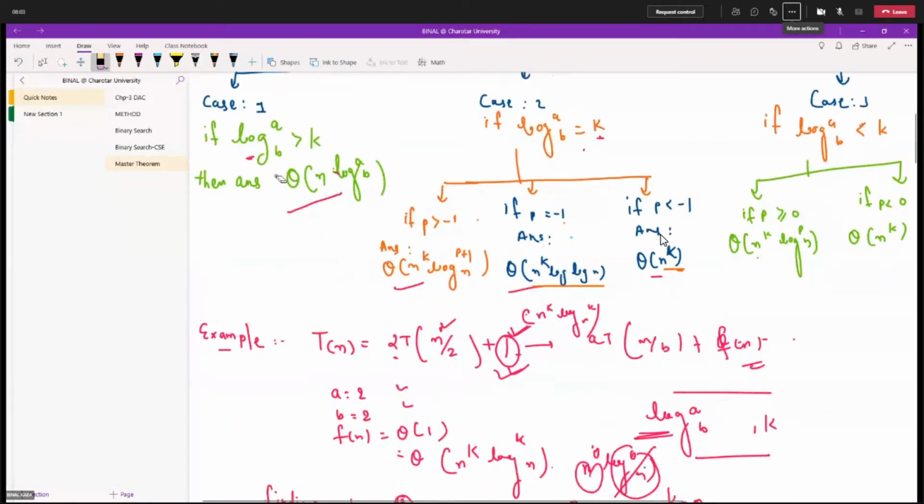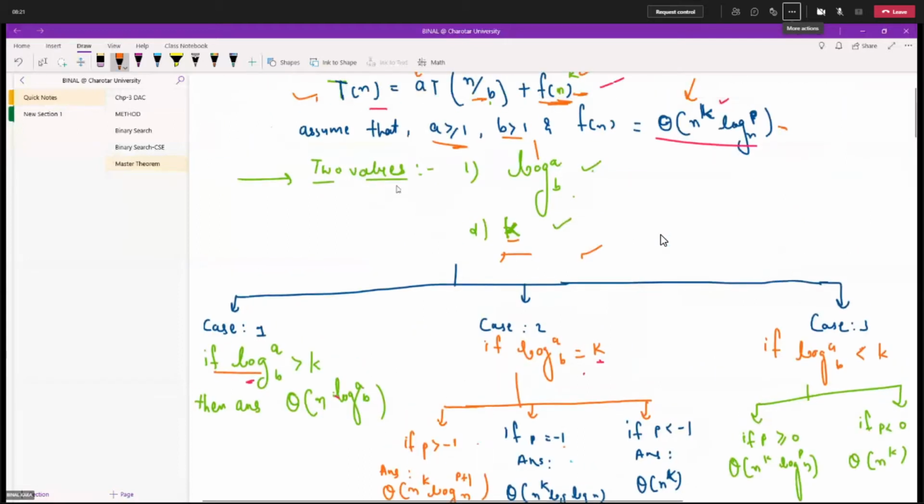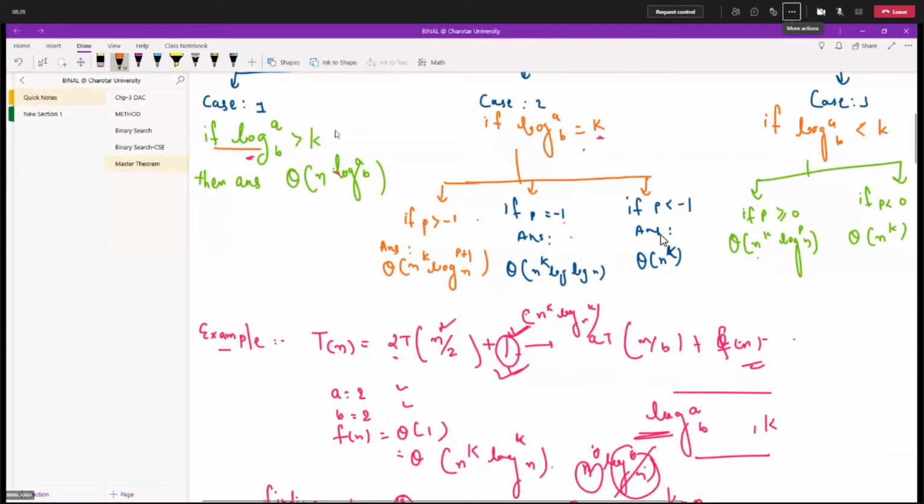Yes, in the master theorem we have three cases: the first case, the second and the third. In the first case, your log a base b value is greater than k. The first case is greater than k, then second equal to k, and third less than k. Why is this the first case? Because we are only checking two values, log a base b and k, right? So we always have to check only these two values. The first condition is that log a base b is greater than k. Second, if log a base b is equal to k. And case 3, if log a base b is less than k.